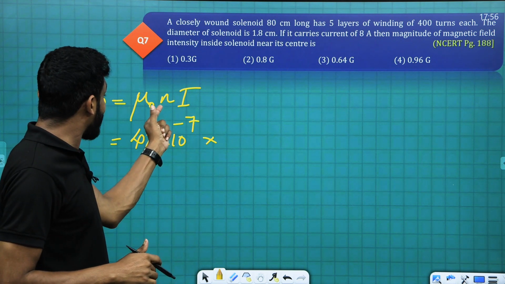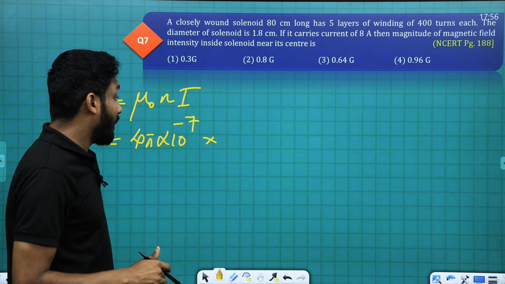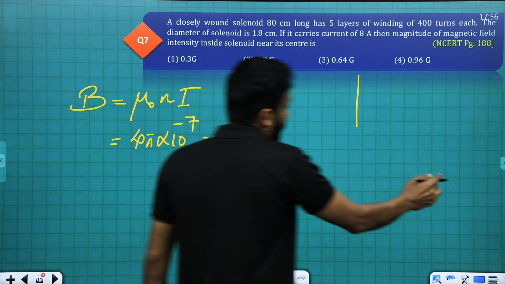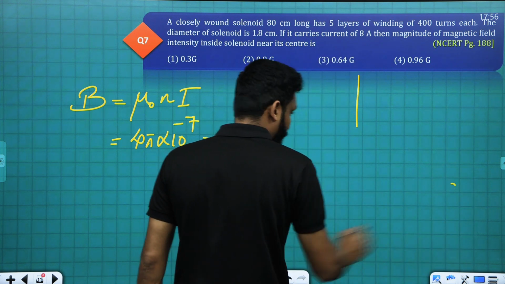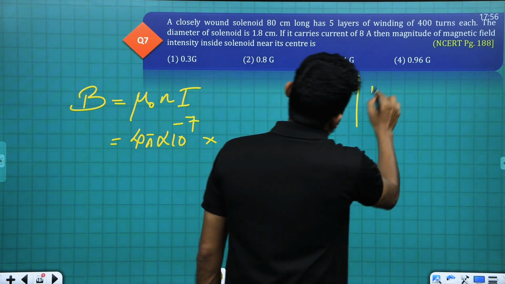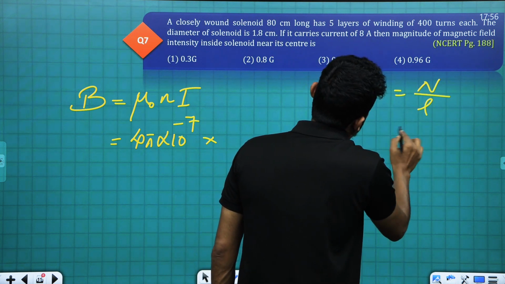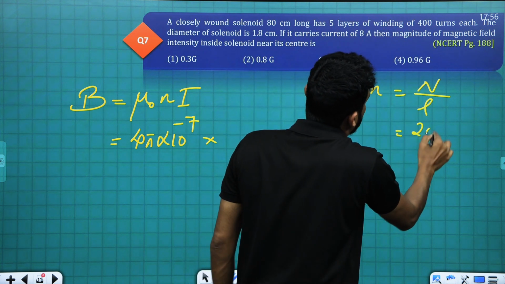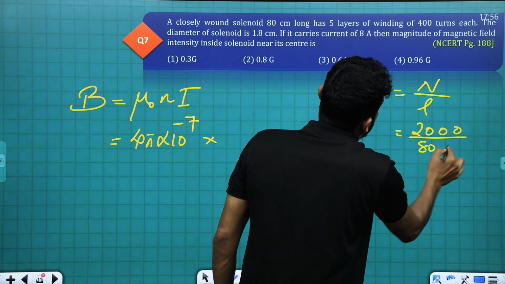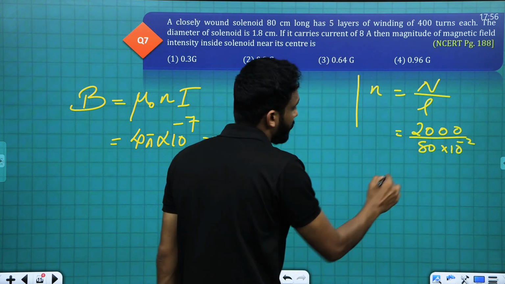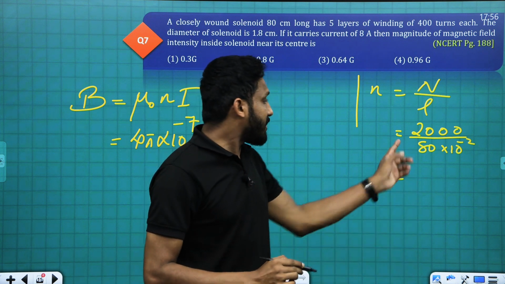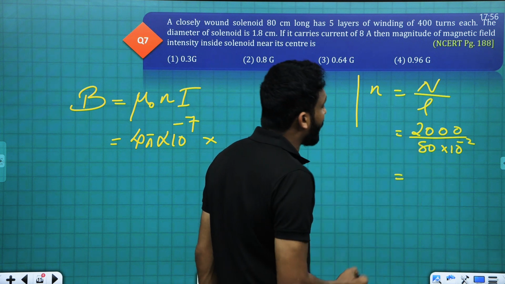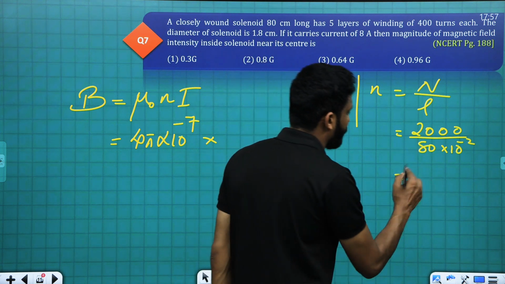How much is the number density? Total number of turns divided by length. Total number of turns is 5 layers, each having 400, means 2000, divided by 80 centimeter. Clear? This is 8 into 10 power minus 1 in the denominator, so 10 power minus 1 goes to the numerator. 20 by 8 is 2.5.